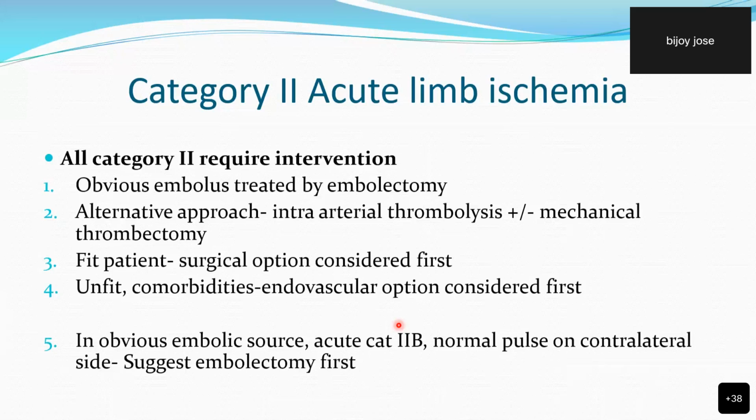If the limb is marginally threatened, we can have at least 24 hours, then we can proceed with the endovascular approach. And then, as I already mentioned, for a fit patient, the surgical option is considered first. For unfit patients with comorbid conditions, the endovascular option is considered first.